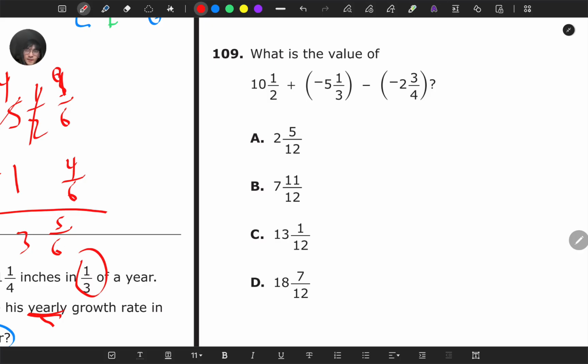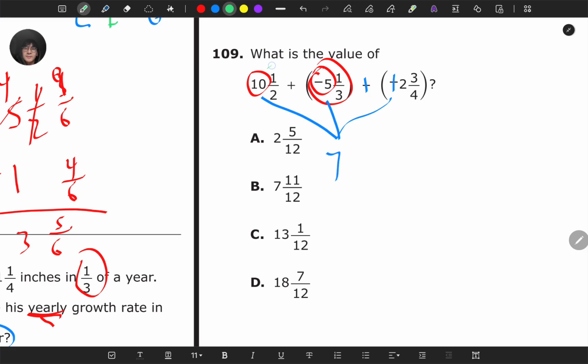So watch this. This negative 5 and 1/3 is the same as saying negative 5 plus negative 1/3. So that means I can collect the wholes. But before I do that, I should change all of this to addition. This is already addition, so I don't need to change that. But minus minus is the same as plus plus. Great. So I'm going to collect the wholes first. It's 10 minus 5 plus 2. So 10 minus 5 is 5, plus 2, that's 7.